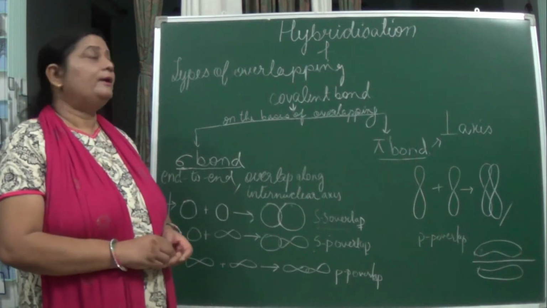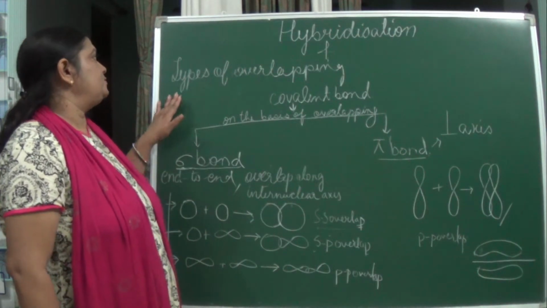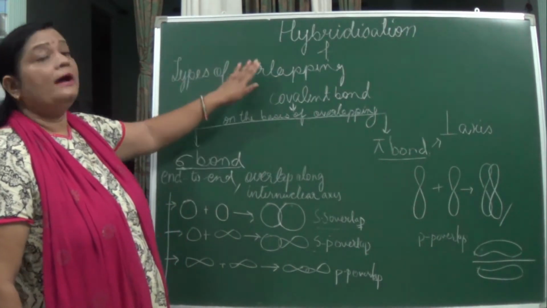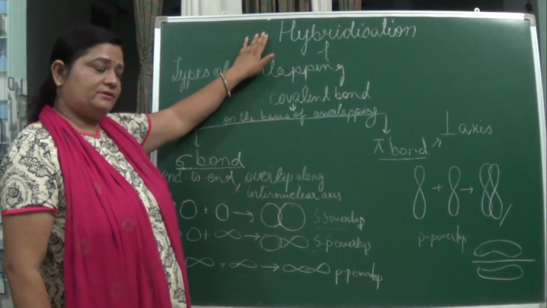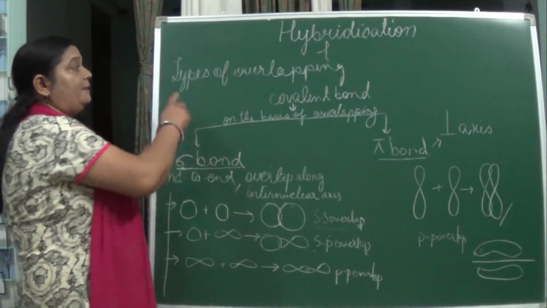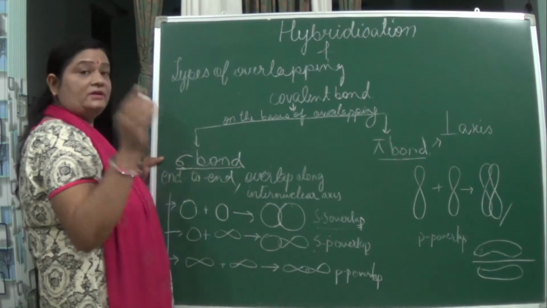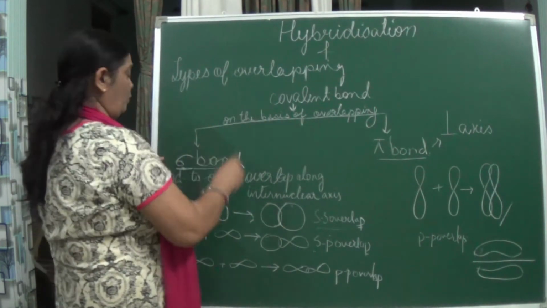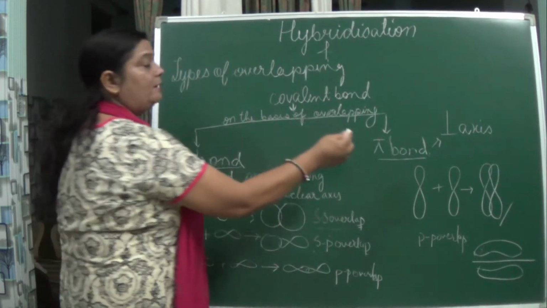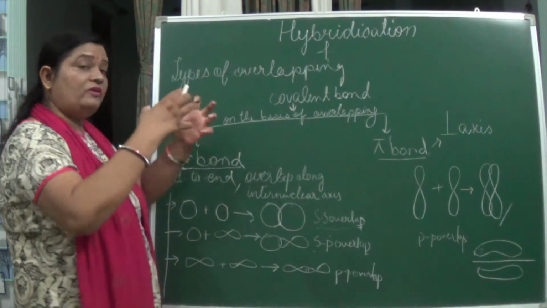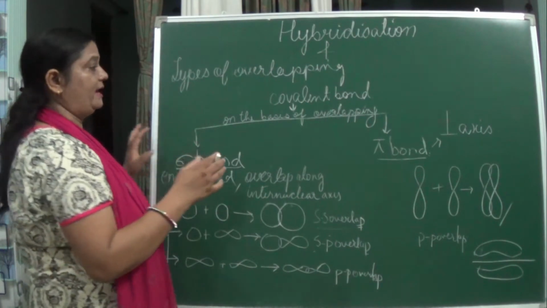Hello students, today we are going to study the topic types of overlapping in covalent bond and hybridization, just an introduction. So here, types of overlapping of the covalent bond. On the basis of the overlapping, it is of two types: sigma bond and pi bond. When we talk about sigma bond, they are end-to-end overlapping around the internuclear axis.